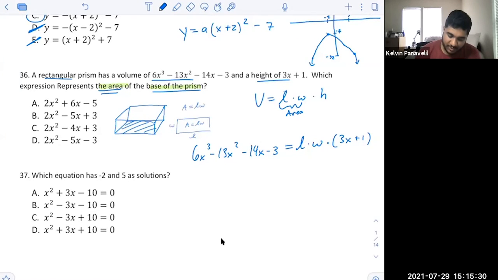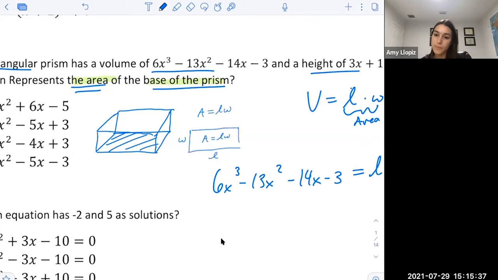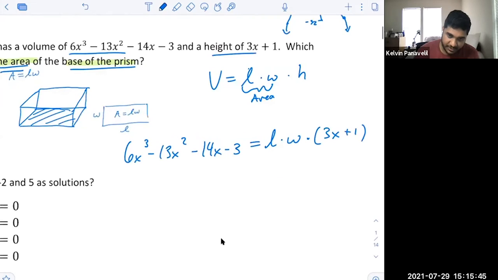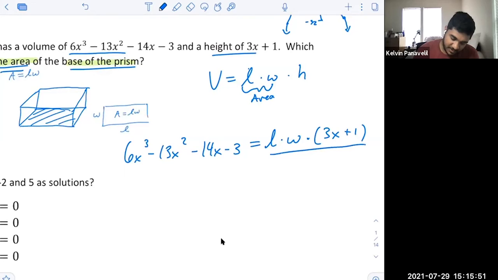So perfect. And one more time, what is area? What is the area represented by? The length times the width. Awesome, right? We know the area is just going to be length times width, right? So all we got to do here is divide both sides by what to solve for LW? Divide both sides by the 3x plus 1. Perfect, right? So divide by 3x plus 1, divide by 3x plus 1.